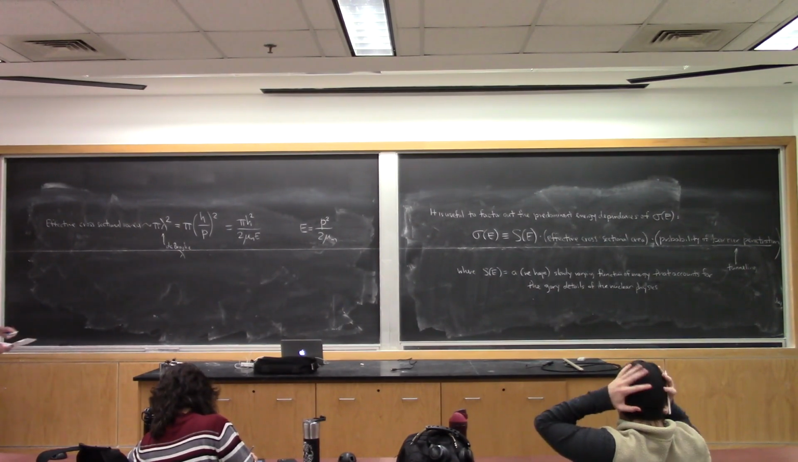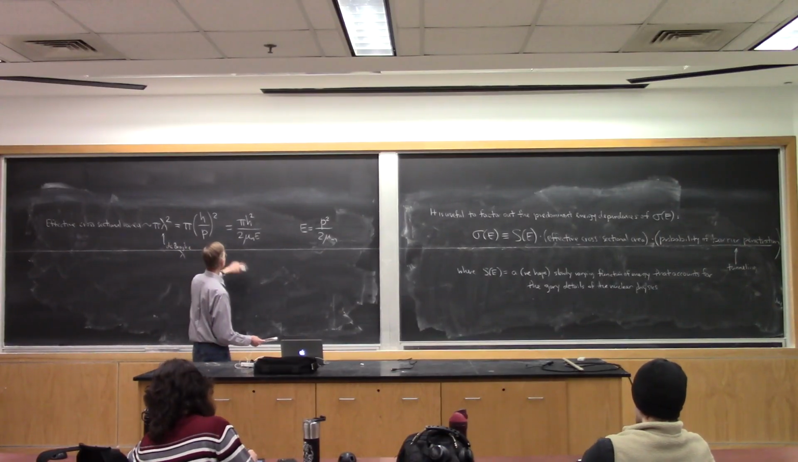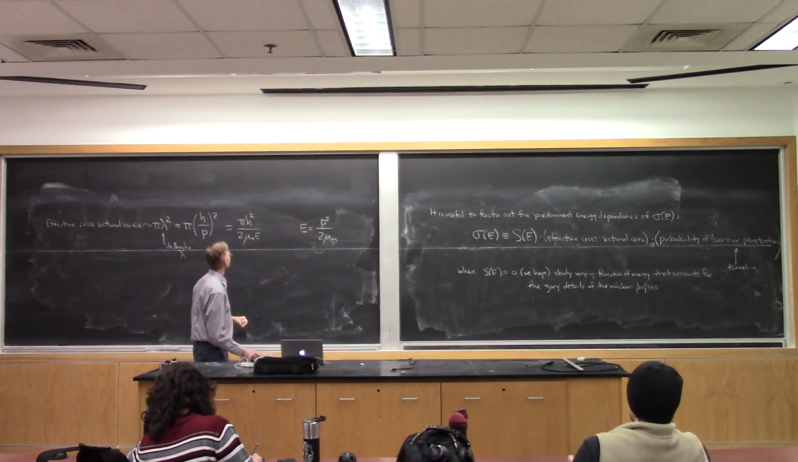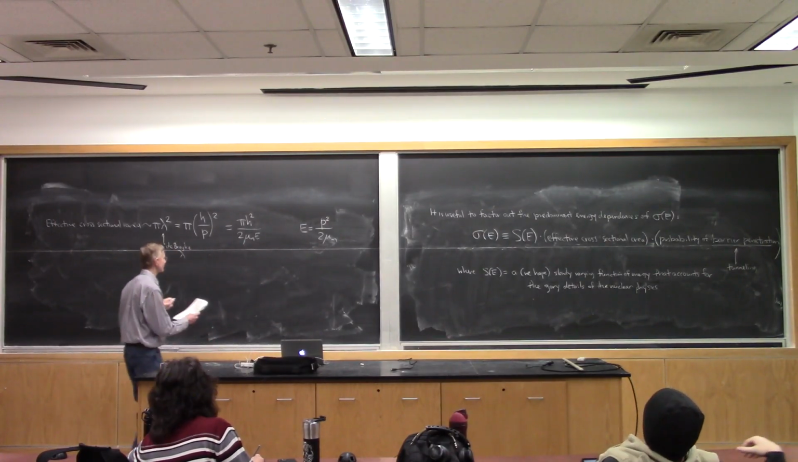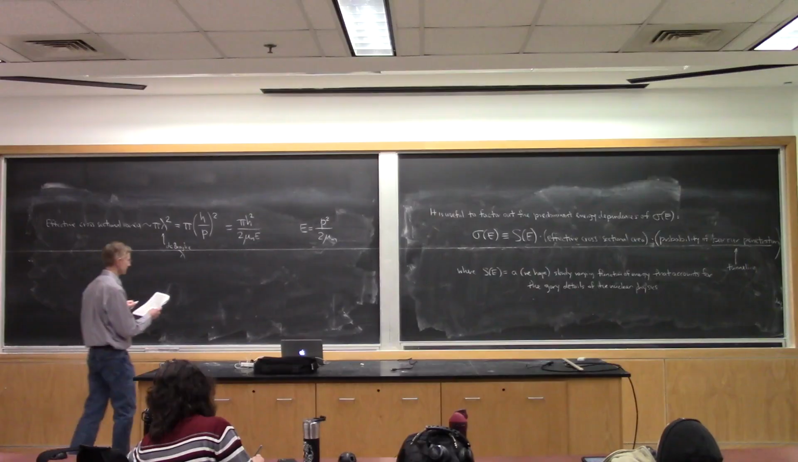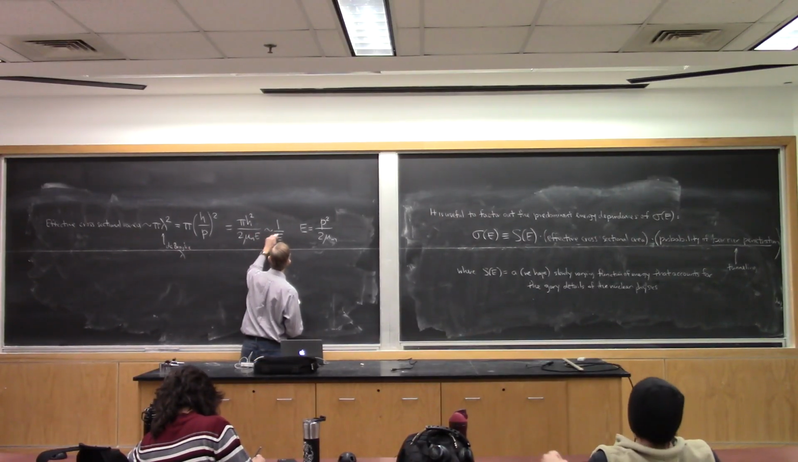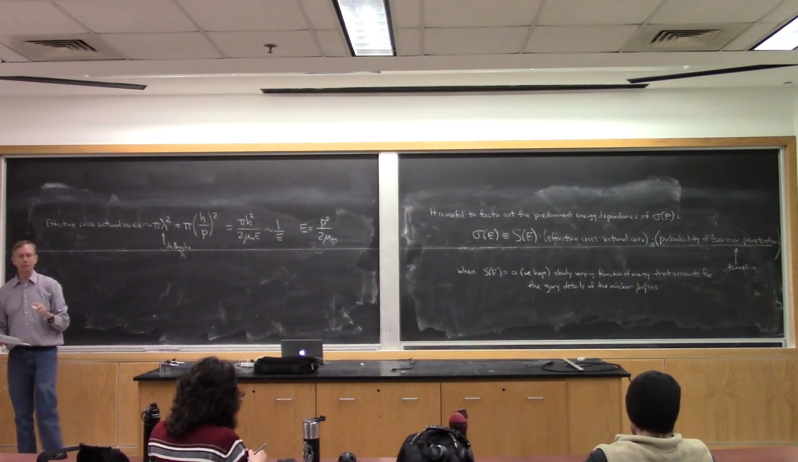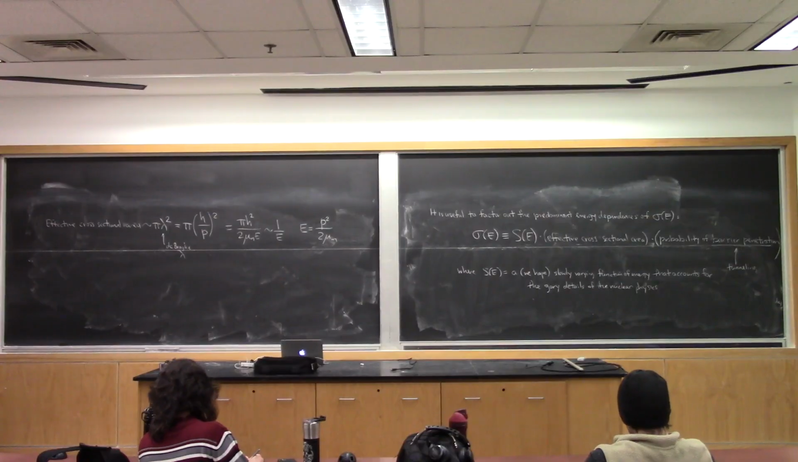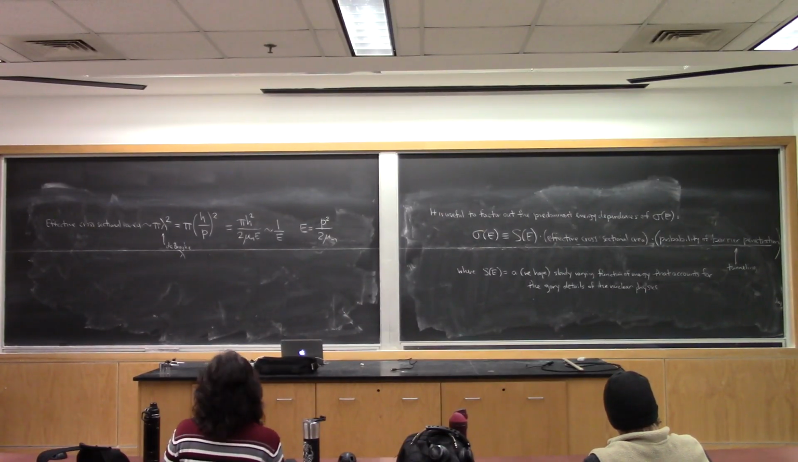So that's why we can say that p squared is 2 mu E, and 1 over p squared is 1 over 2 mu E. It goes like 1 over E, which is the point here. The effective cross-sectional area is proportional to 1 over the energy. The energy dependence is 1 divided by the energy.